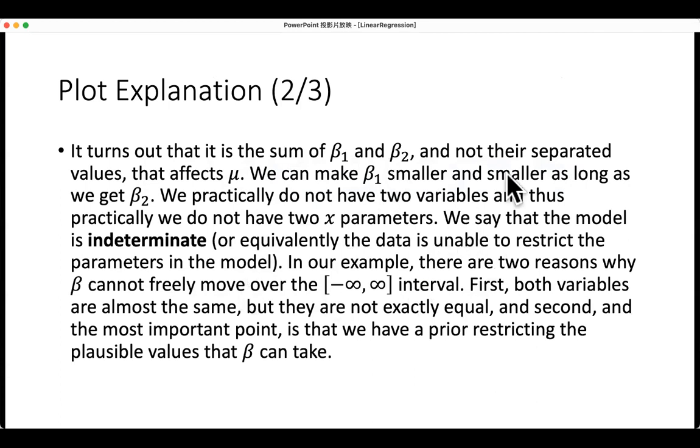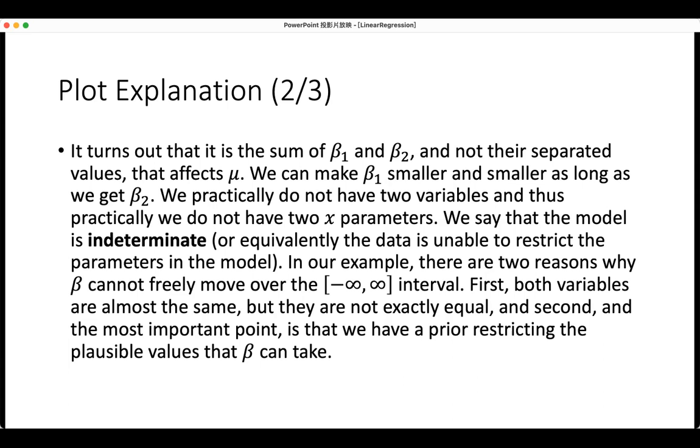So when this happens, we say the model is indeterminate, or the data is unable to restrict the parameters in the model. In our example, there are two reasons why beta cannot freely move over negative infinity to positive infinity. Both variables are almost the same, but not exactly equal, so there is still some randomness in there.